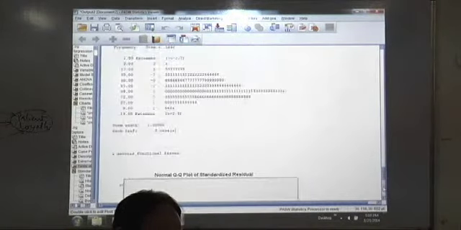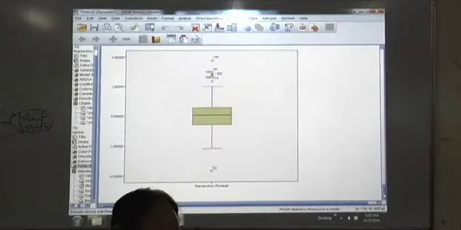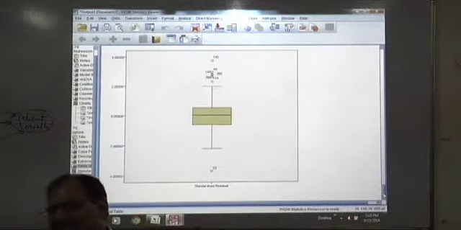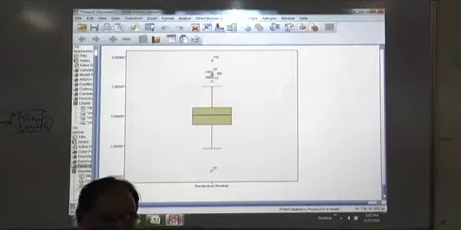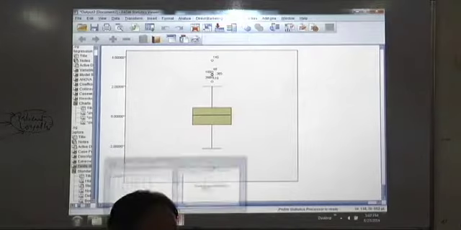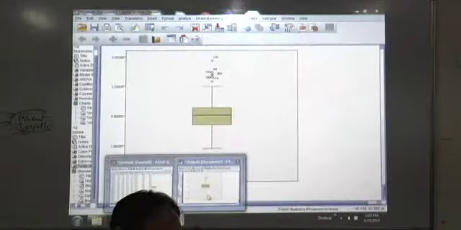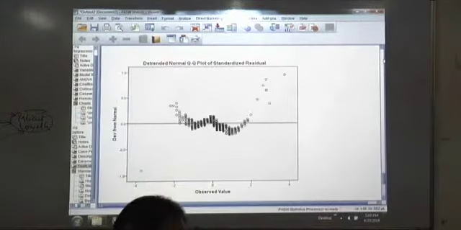Now, let us look at this. This is the reason why normality is suspect. Now let us see what the results of the regression are.